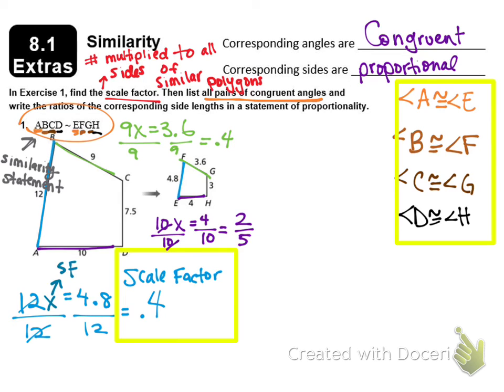All right, and then the last thing that we do is write the ratios. What does our ratio look like? Here it's going to look like a fraction. You're going to write the fractions of the corresponding side lengths in the statement of proportionality. How many sides are there in this picture? There are 4. So we're going to end up having 4 fractions like this.